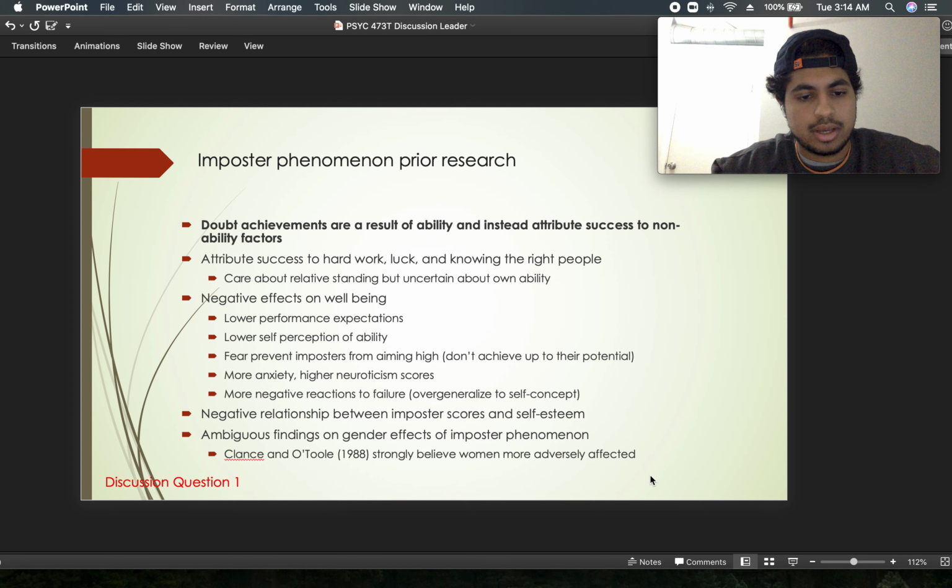It's also been shown that there's a negative relationship between imposter scores and self esteem. So, the higher somebody scores on the imposter rating, the lower their self esteem actually is.